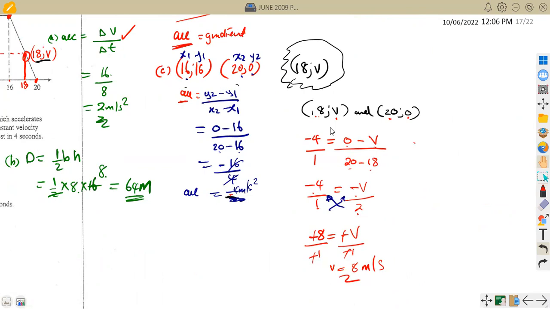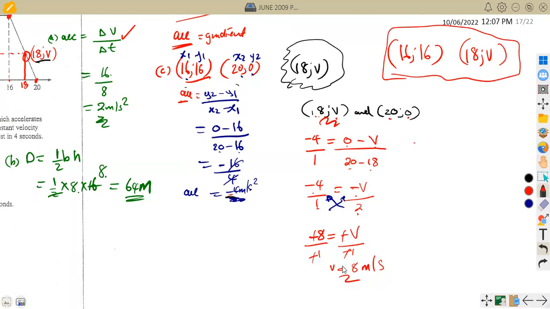Then you pick one. Someone could pick this point again, 16 versus 16, and that point of 18 versus v like this, and you get the same answer for v. If your v is 8 like this, you must get the same answer because you are working with the same acceleration, because it's actually a straight line. Okay, so that's what we had.